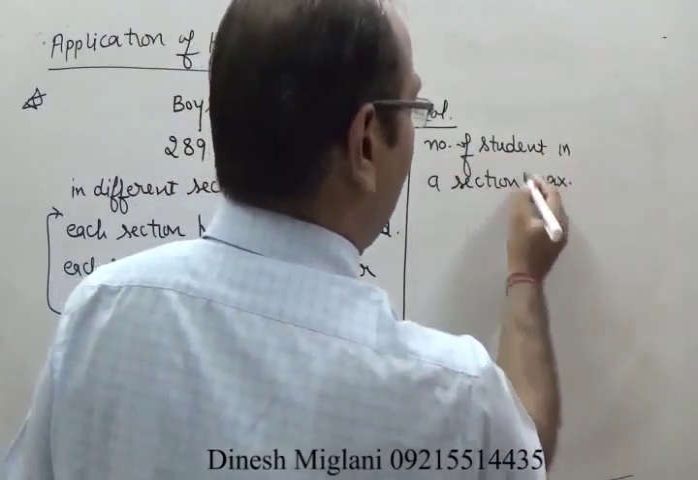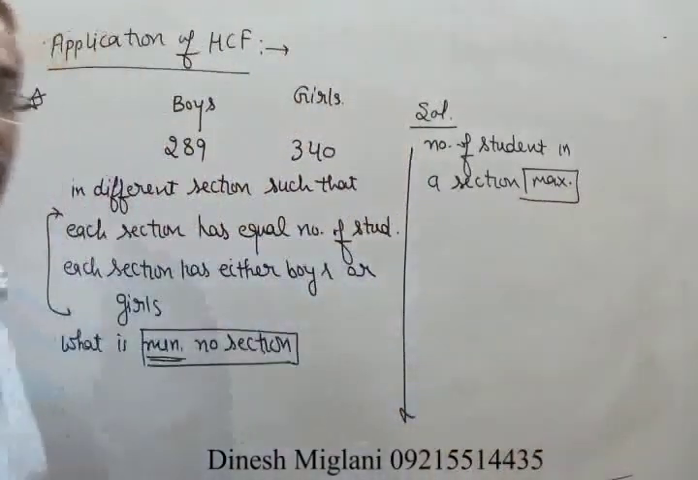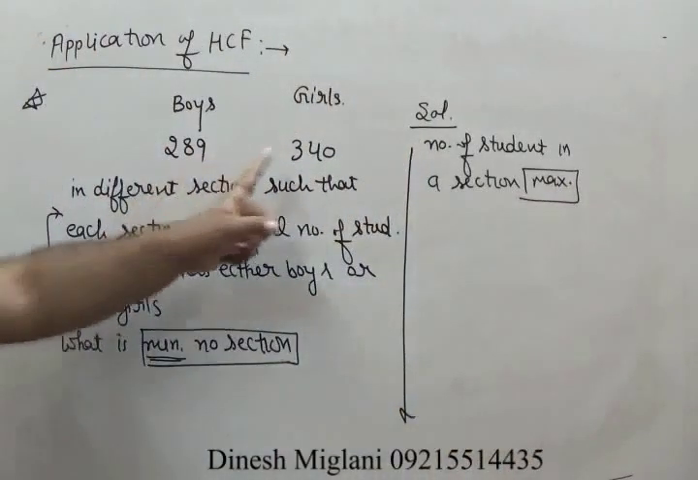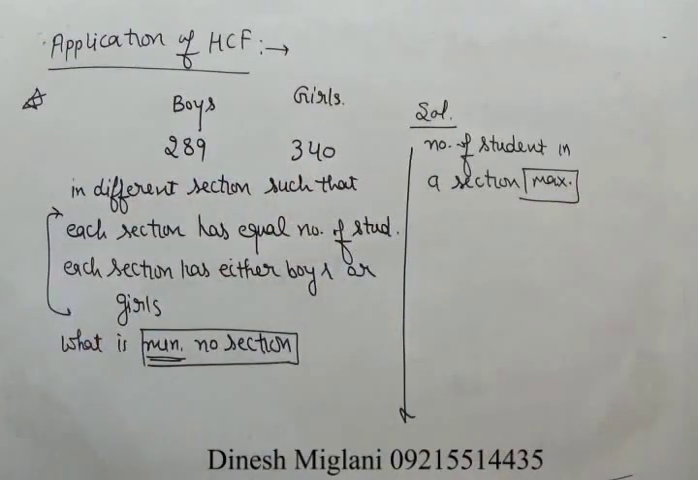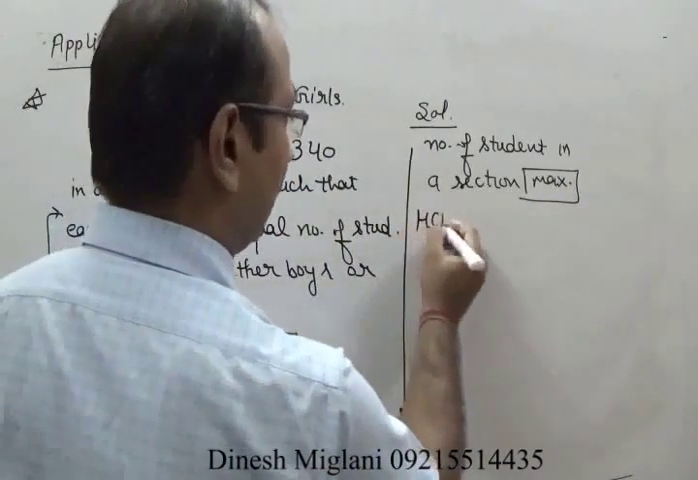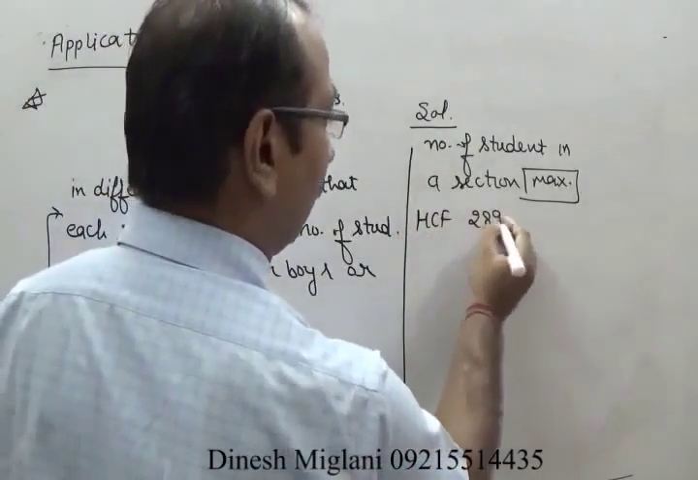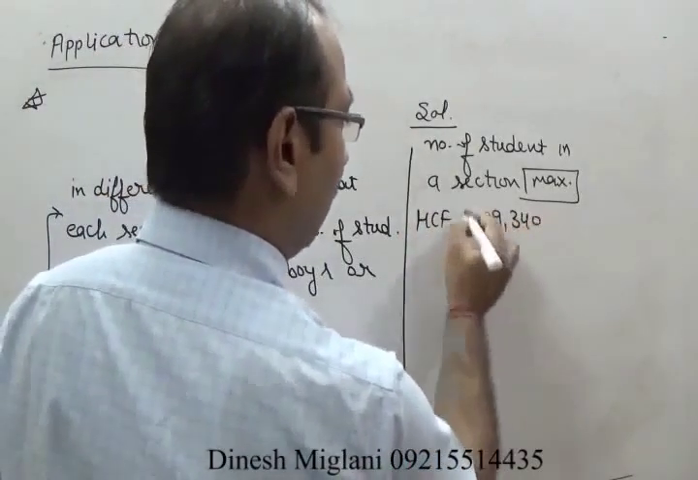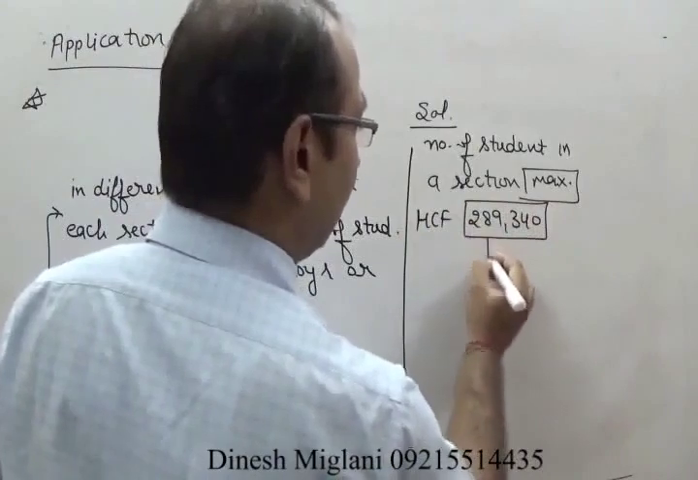Now if the number of students has to be maximum, it means we have to take the highest number that divides these two numbers exactly. Here my two numbers are 289 and 340. It means first of all I have to take the HCF of 289 and 340. By looking at the question I can say the HCF is 17.